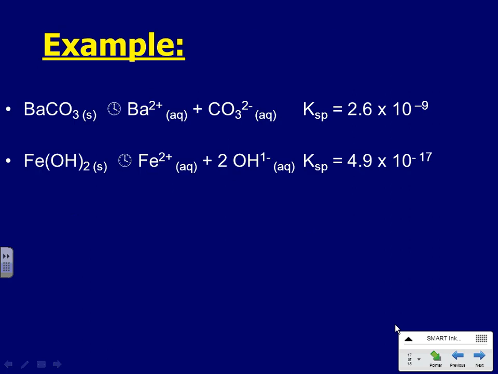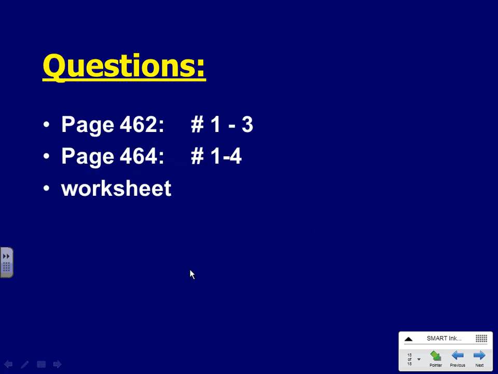And I was going to do this example again just to compare it, but no, we don't want to do that. So there's some homework.